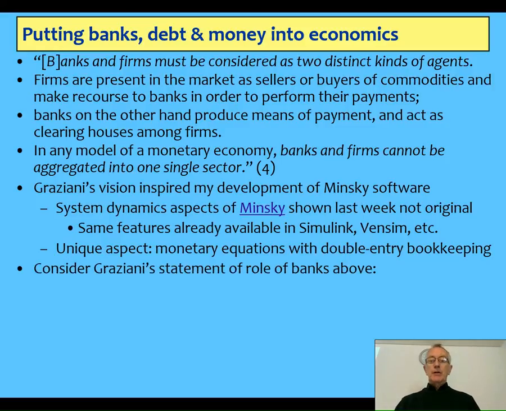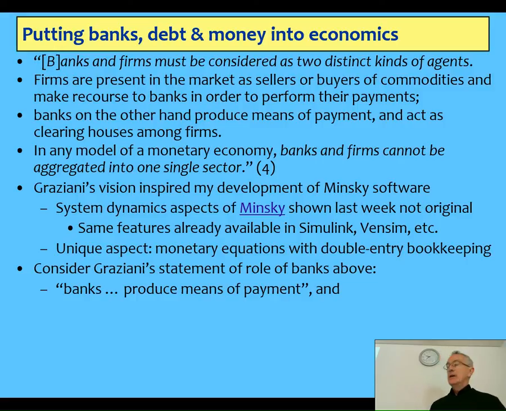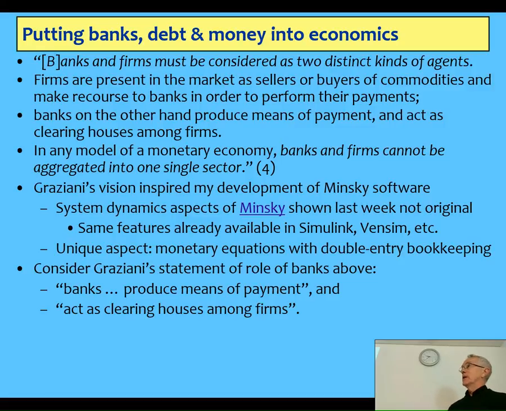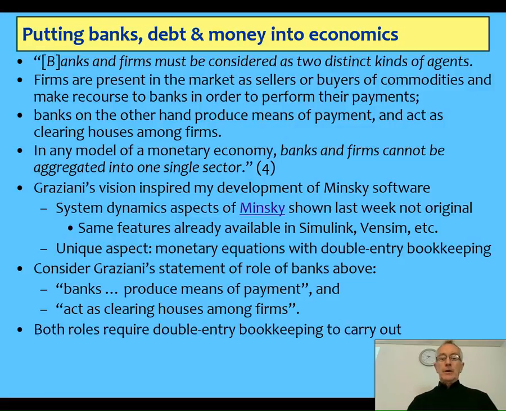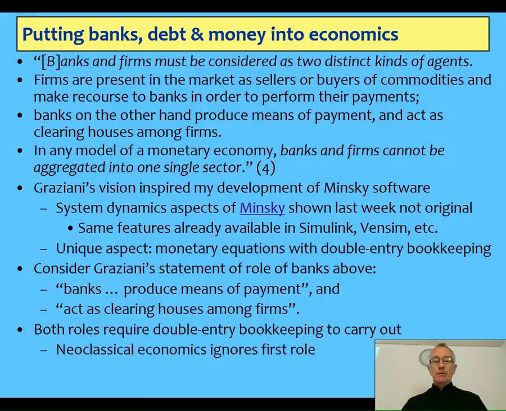So let's look at the role of banks as Graziani goes through them. The first one he says is banks produce means of payment. The second is act as clearinghouses amongst firms. Now, the second role is the one that neoclassicals are willing to acknowledge, if they acknowledge them at all. But you need double-entry bookkeeping for both of those roles. So let's take a look at the way it happens with the second role first of all.